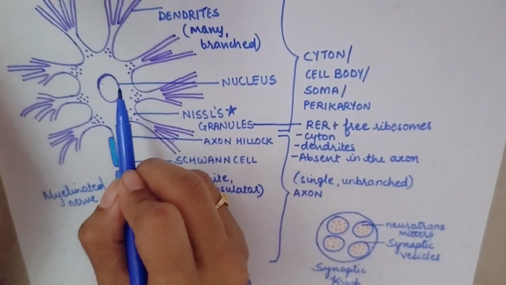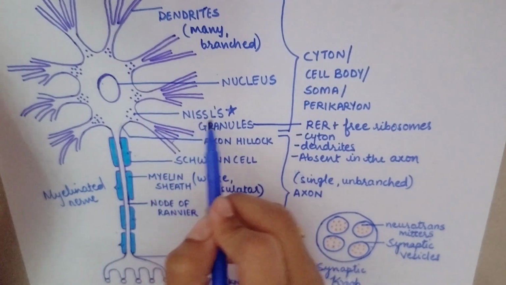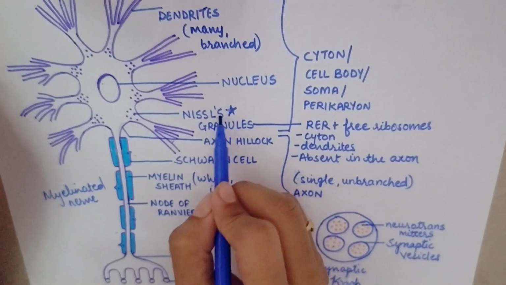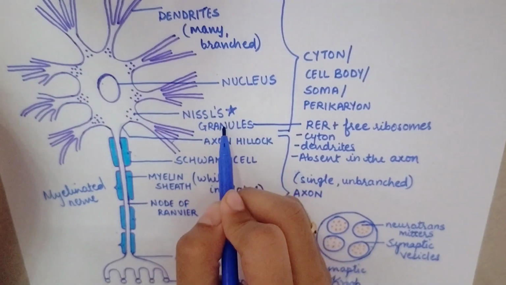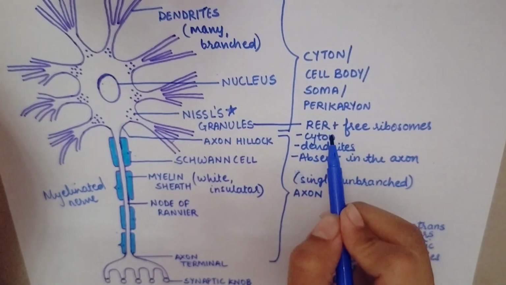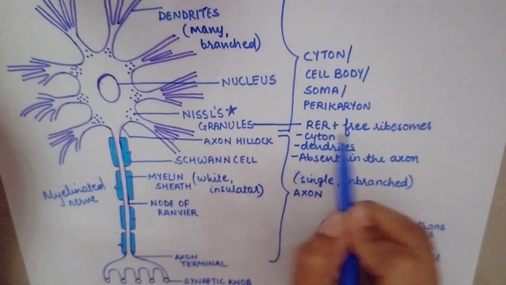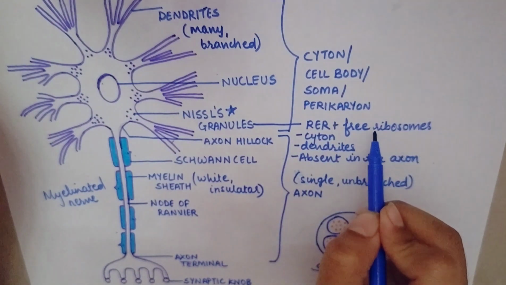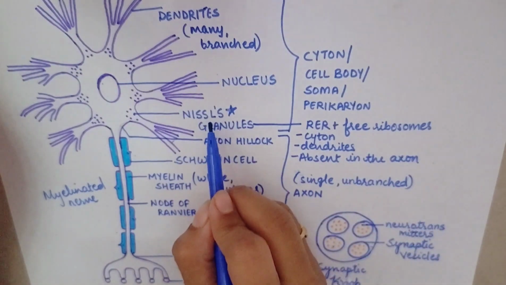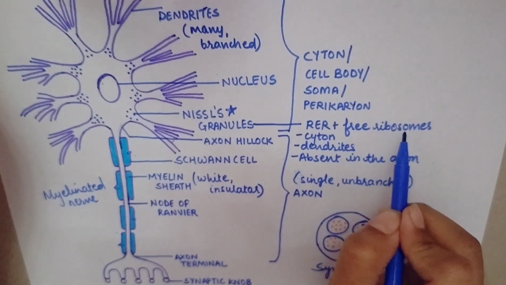Here, what we need to remember are these which are present over here. See, these are the Nissl's granules. Now this is very important from the exam point of view. You should remember about these Nissl's granules, okay. These Nissl's granules are made up of RER, rough endoplasmic reticulum, and free ribosomes. Now this constitution you should remember. There are questions which have been asked in the past regarding this. So Nissl's granules are made up of rough endoplasmic reticulum and free ribosomes.